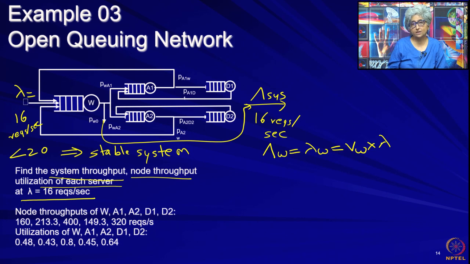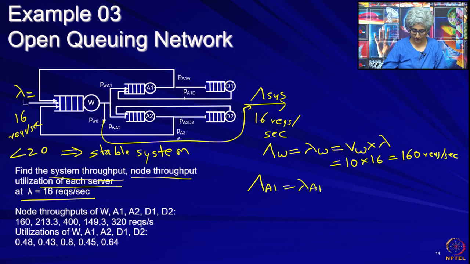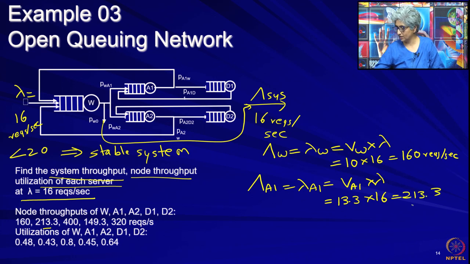The number of visits a request makes to each node multiplied by the original arrival rate. So this is basically 10 multiplied by 16, so it is going to be 160 requests per second for the web server. Let us do one more just for an example. So again, throughput of A1 is going to be arrival rate at A1, and that is going to be visits to A1 multiplied by lambda, and visits to A1 are 13.3 multiplied by 16, that turns out to be basically 213.3 requests per second. We can do one more, again just A2 maybe, or let us do D1. What will be the throughput of D1?